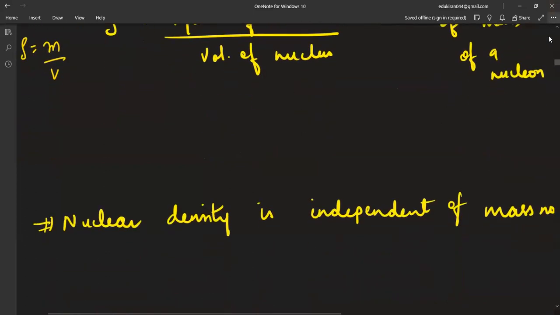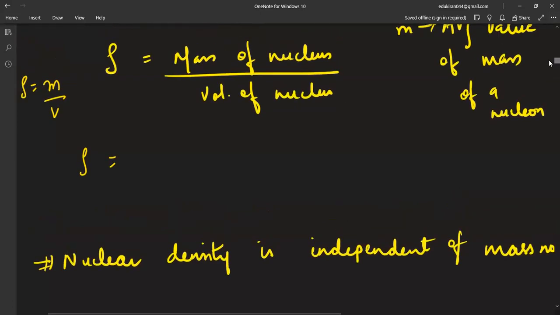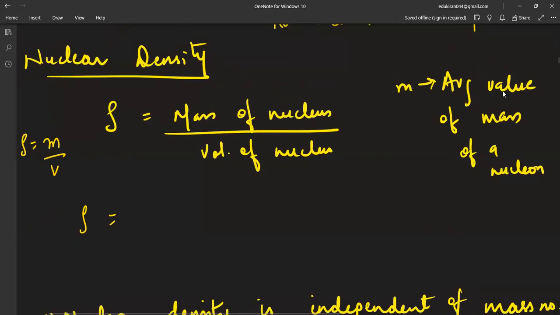Now, when we're talking about the mass of the nucleus, the average value of the mass of a nucleon, I have taken it as M. And when we're talking about each separate mass number, that is A. So the total mass of the nucleus will be M into A. Volume will be 4/3 pi R cube, right?